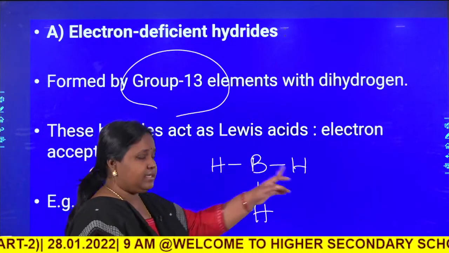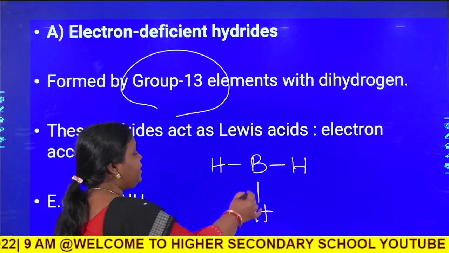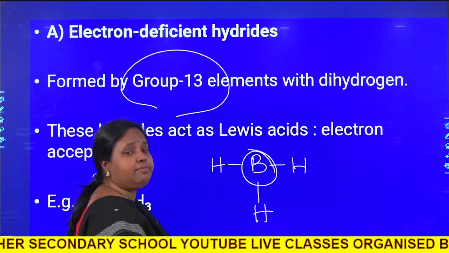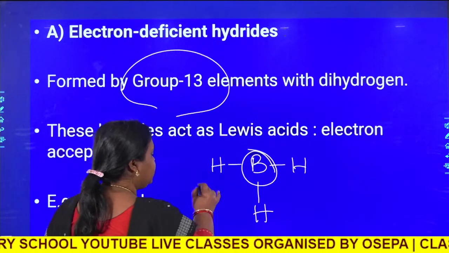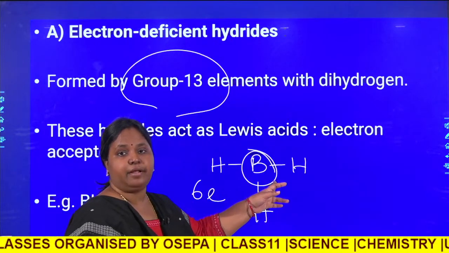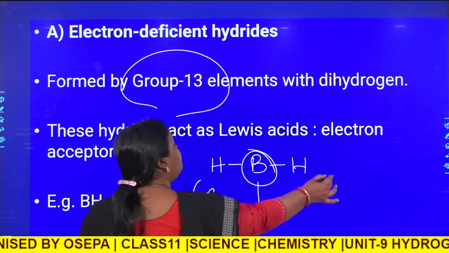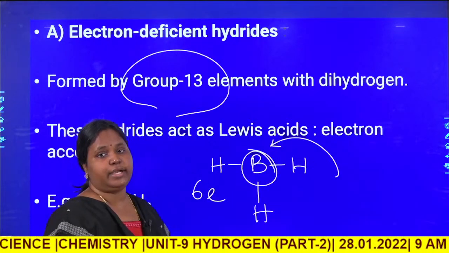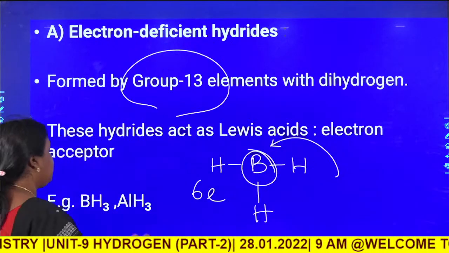So BH3. Now see how many electrons boron has in its valence shell. Ketna electron achi? 6 electrons. So its octet has not yet been satisfied. So it can accept 2 more electrons. It can accept 2 more electrons. It accept karibo. Hence they act as Lewis acid.